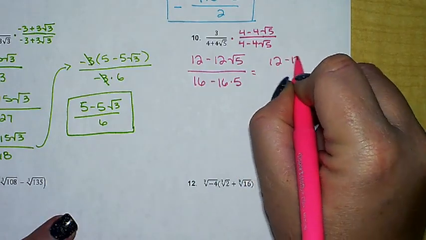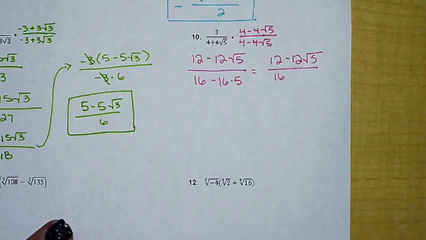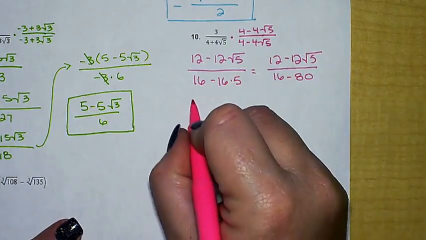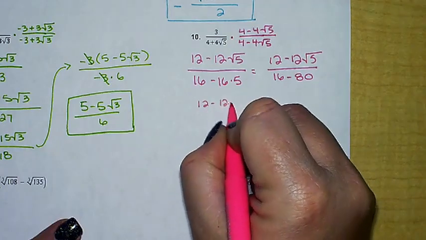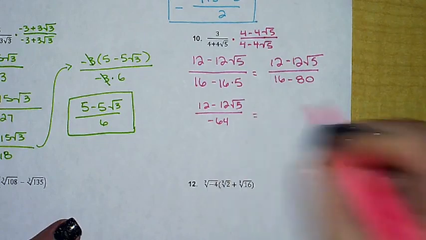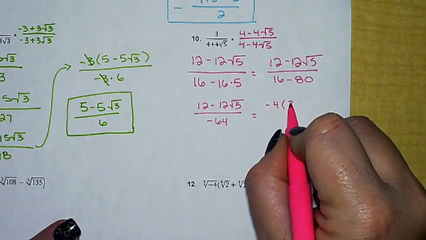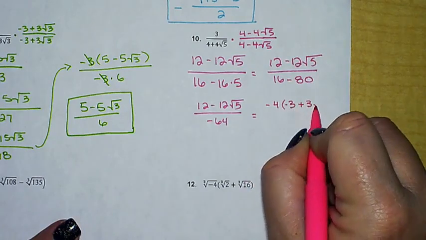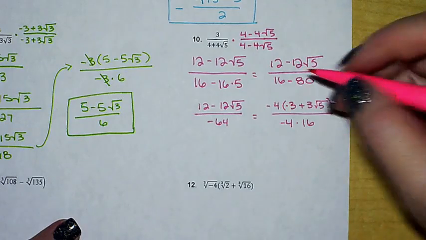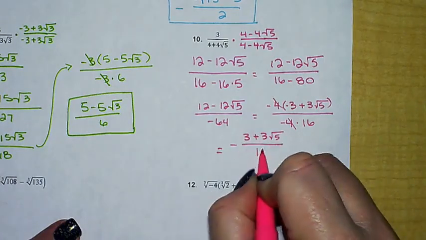That's going to give me 12 minus 12 times the square root of 5 over 16 minus 80, and that simplifies to 12 minus 12 times the square root of 5 over negative 64. I can take a 4 out of all of those, right? I can actually pull a negative 4 out of all of those so that I don't have that negative in my denominator anymore. So when I pull a negative 4 out of my top, I get a negative 3 plus a 3 times the square root of 5. And I get negative 4 times 16. Those negative 4's cancel out, and I am left with negative 3 plus 3 times the square root of 5 over 16.